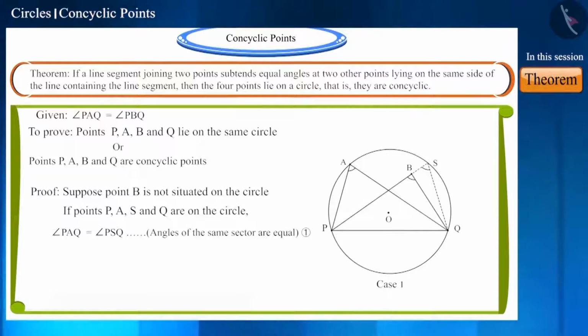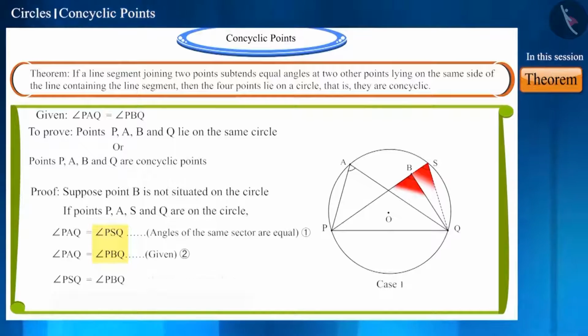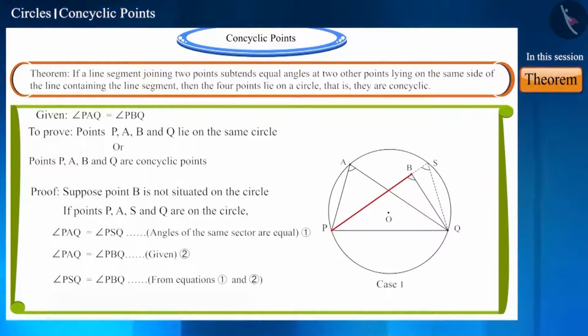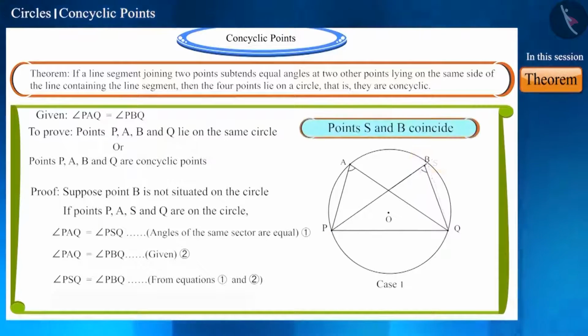But we are given that these 2 angles, angle PAQ and angle PBQ, are equal. This means angles PSQ and PBQ will also be equal. But here, points S and B are located on the same line segment PB. Friends, this is possible only when the 2 points S and B coincide, that is, they are one.